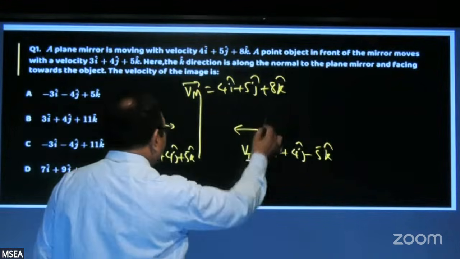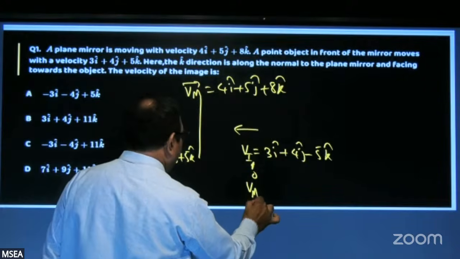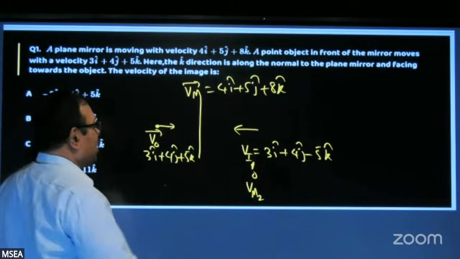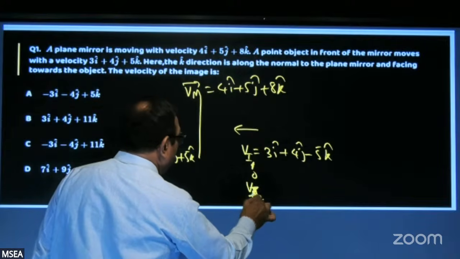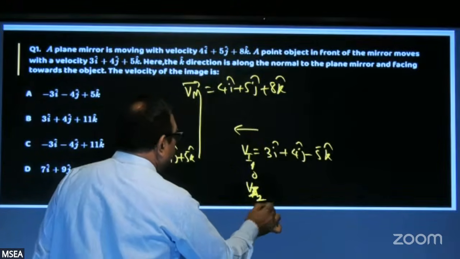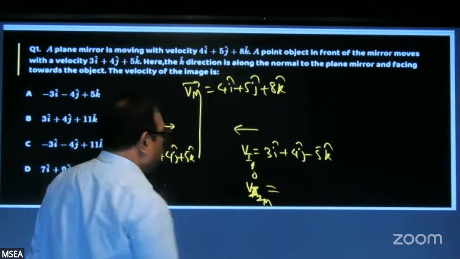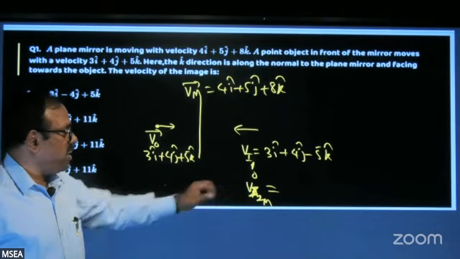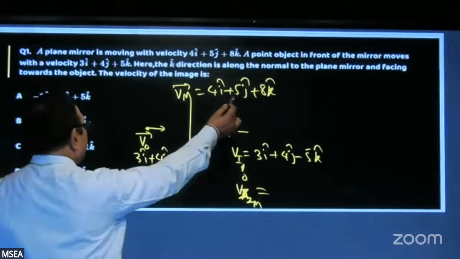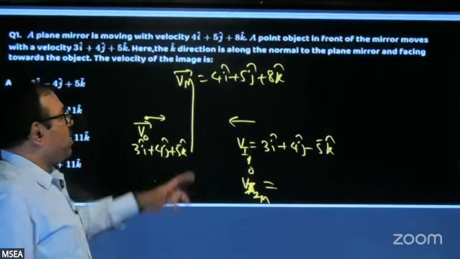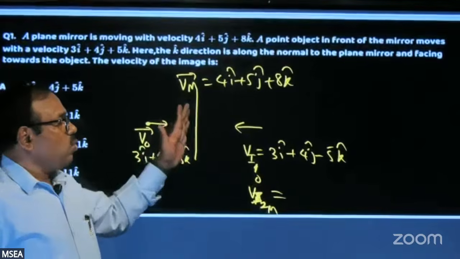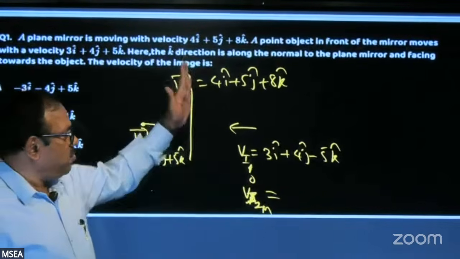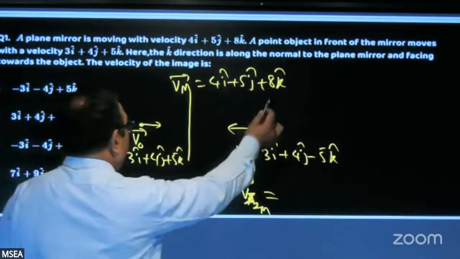Now, if the mirror is moving with a velocity, the image formed by the motion of the mirror should equal the velocity of the image due to this mirror motion. The mirror velocity is 4i cap plus 5j cap and 8k cap, where 8k cap is perpendicular to the mirror. Whenever it moves in the plane, what happens here?